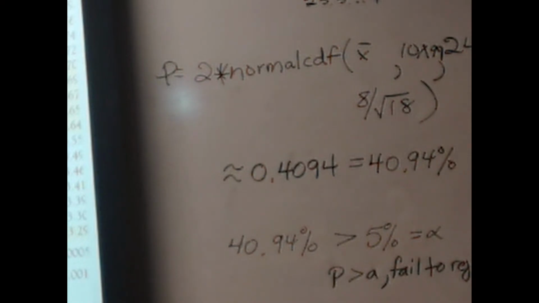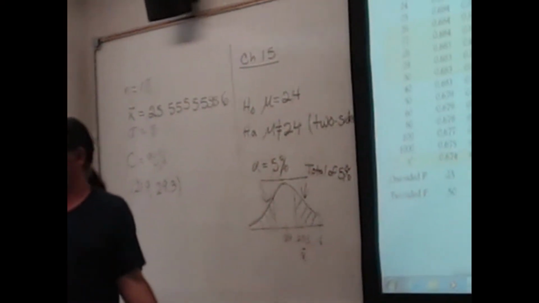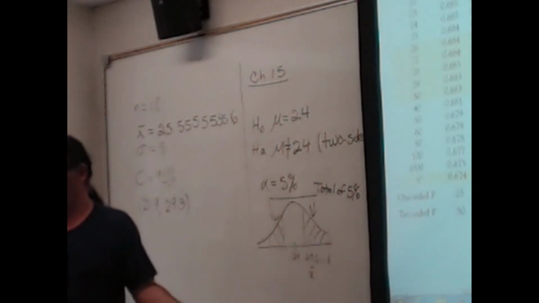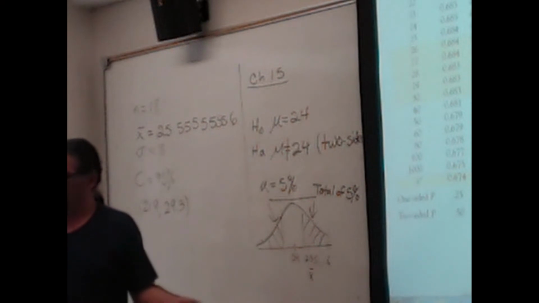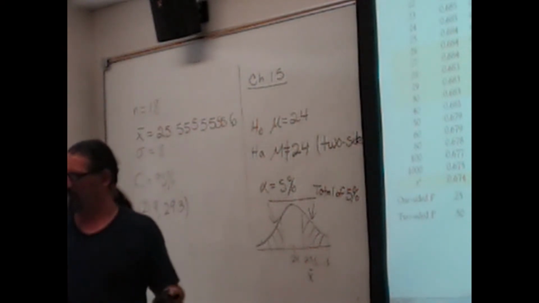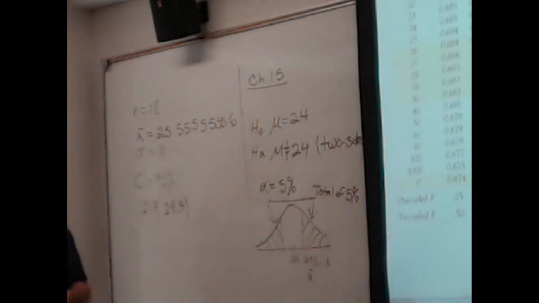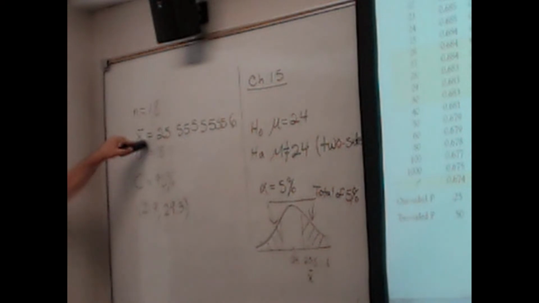What if instead of 24, what if I thought it might be 22? I wouldn't come up with that out of the air if I was really researching this stuff. But let's say someone thinks they have reason to believe it's 22 instead of 24. They'll go do the same experiment. Let's say they use 18 newts as well. Population standard deviation is still 8. Let's say that their sample comes up with the same X bar.